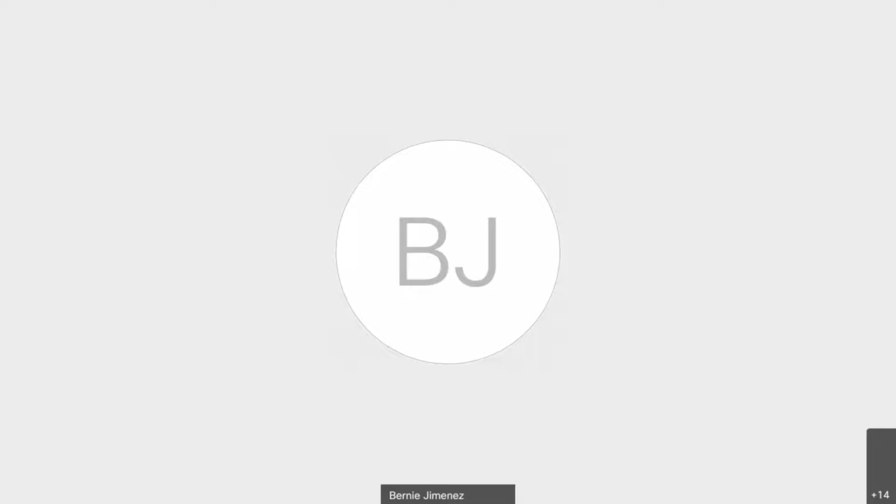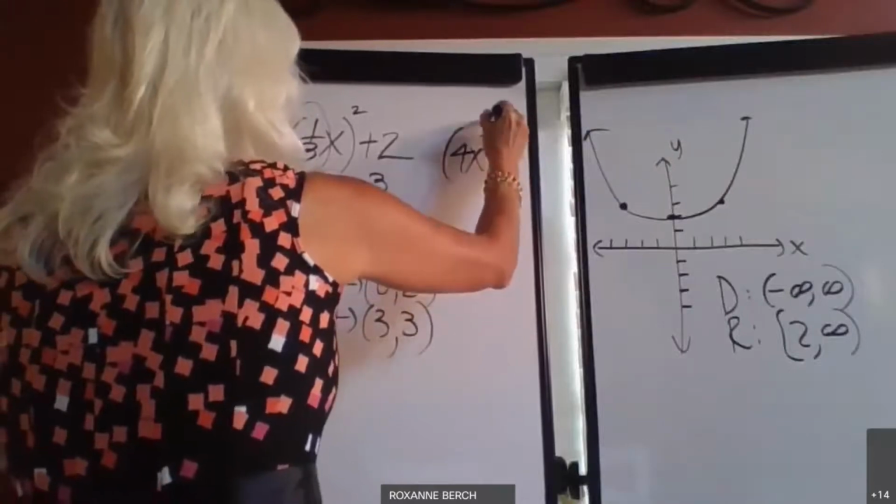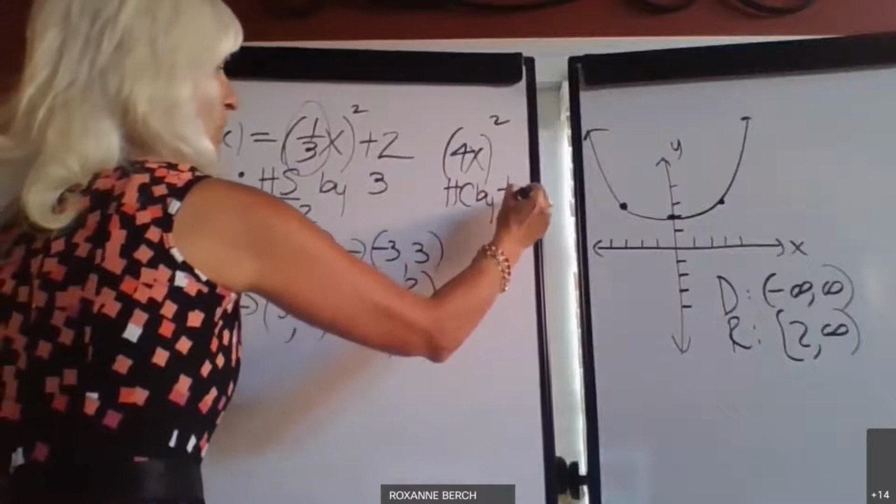So when it's B, it's always going to be a horizontal stretch. If it's a proper fraction, if it looks like this, that's going to be a horizontal compression by 1/4.